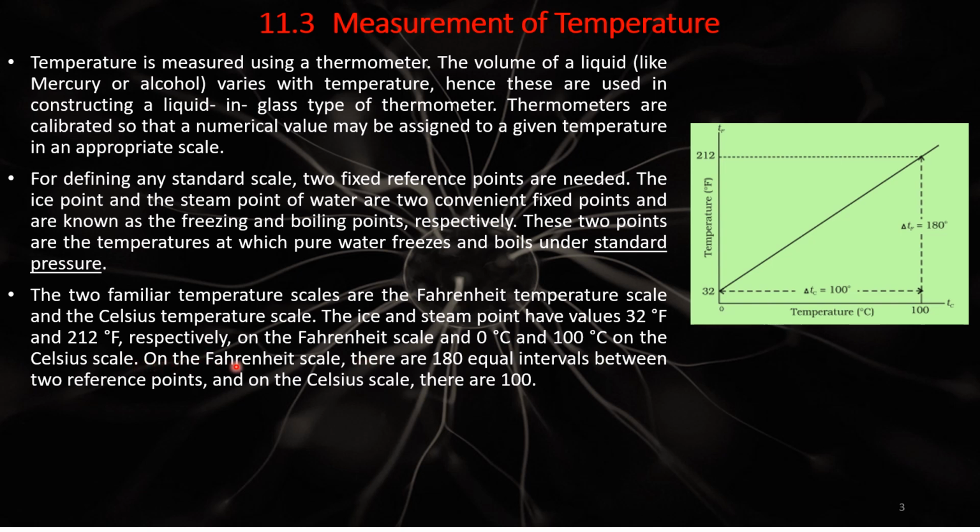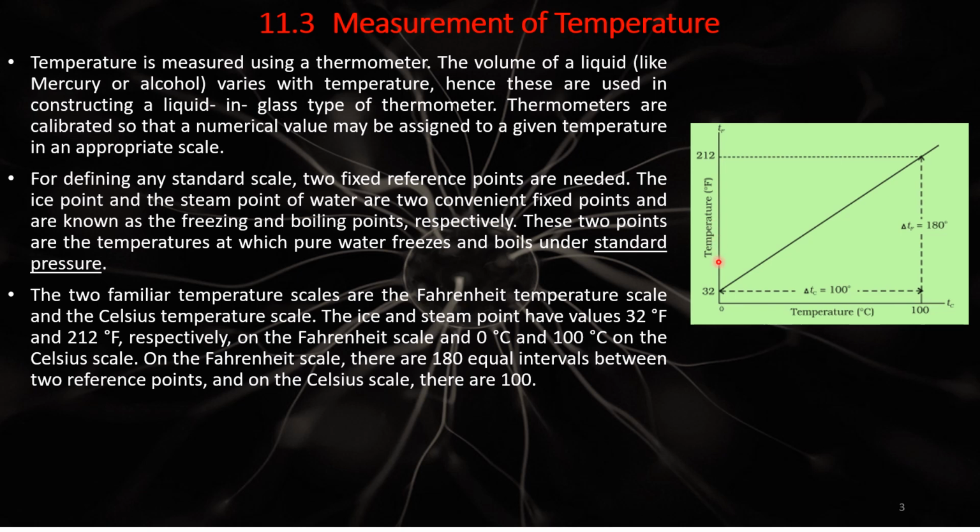On the Fahrenheit scale, there are 180 equal intervals between the two reference points, and on the Celsius scale, there are 100. These values are shown in the plot of Fahrenheit temperature, that is TF, versus Celsius temperature TC, as shown in the figure on the right hand side. The x-axis is temperature in degrees centigrade and the y-axis is temperature in degrees Fahrenheit.